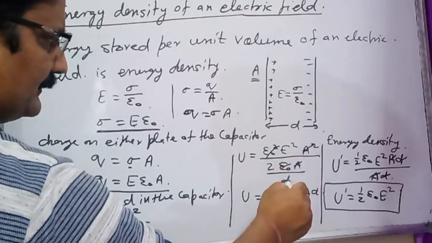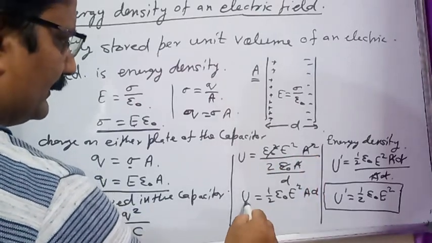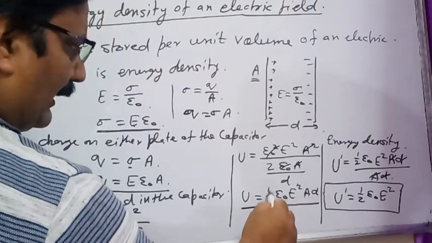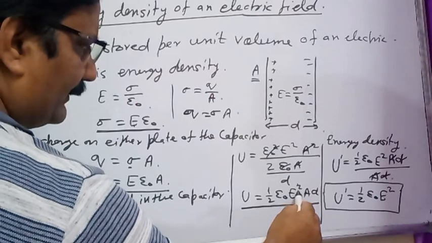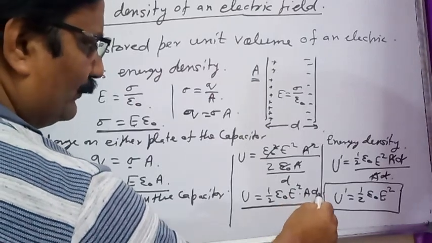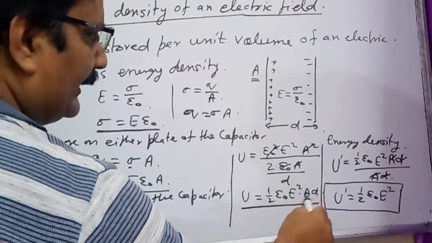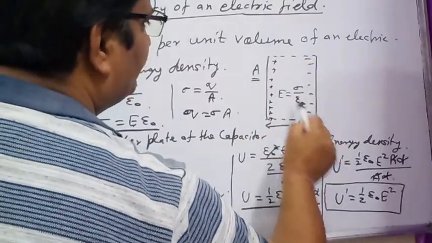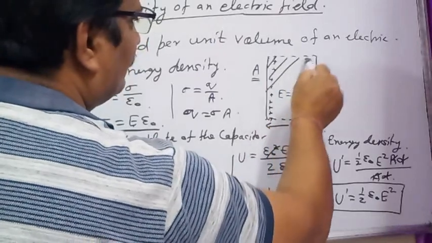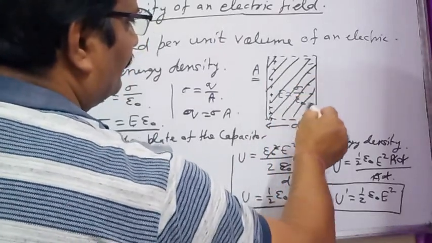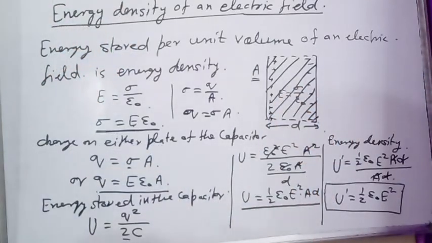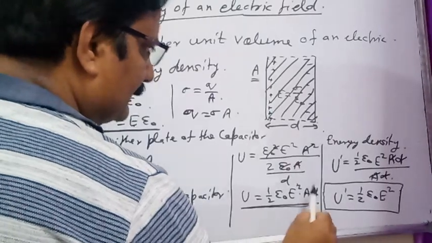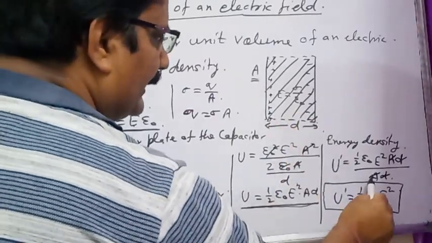Epsilon naught cancels, A cancels, D is multiplied here. The energy stored in the capacitor can be written as half epsilon naught E square, where E is the electric field, times A into D. So what is A into D? A into D is the volume of the region between the plates of the capacitor. So energy stored in the capacitor is this, and volume of the capacitor is A into D.